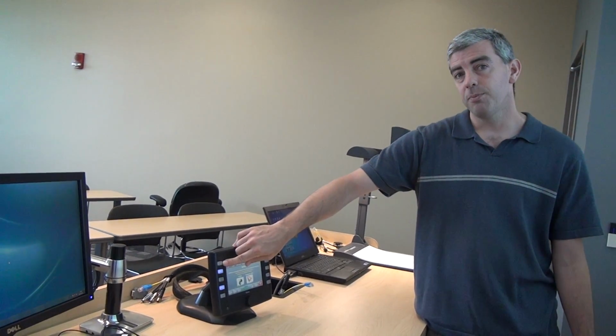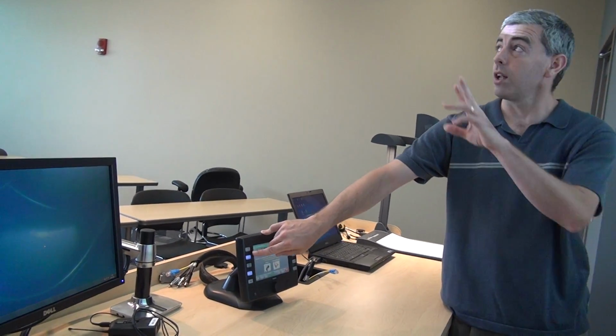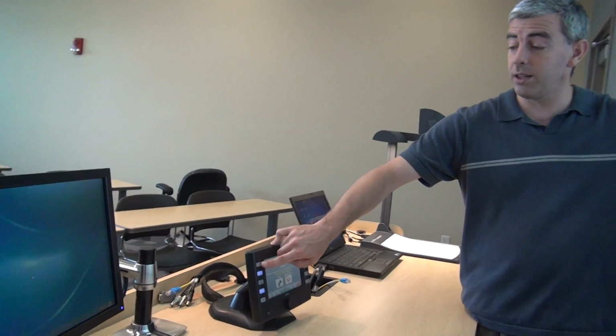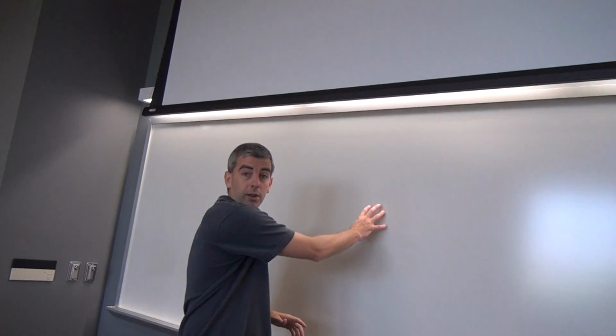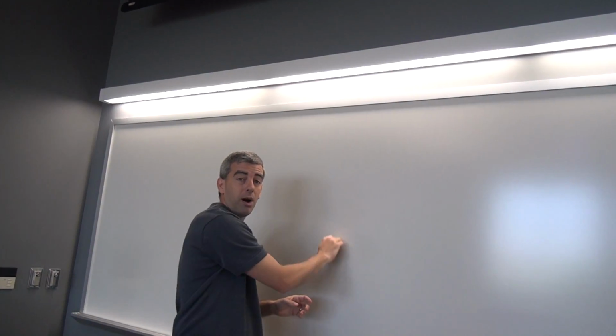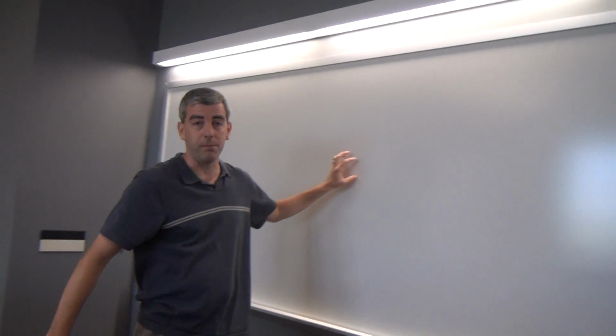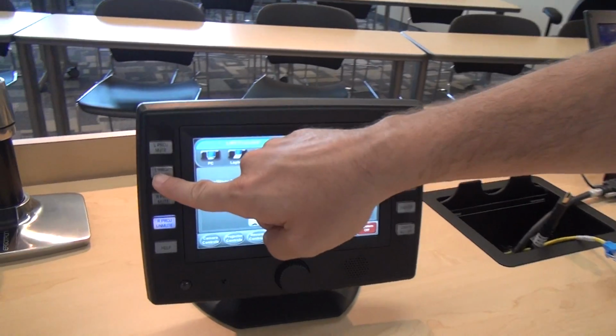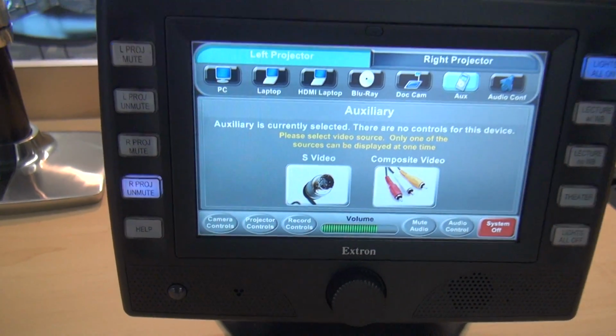So when I hit left projector mute, it's going to do two things. It's going to mute the projector, so it's not going to send anything to the screen. And then it's also going to put the screen up. And the reason for this is that this allows us to be able to write on the whiteboard. So now I have the PC on the right projector, and I can write whatever I want to on the left-hand side on the whiteboard. And then whenever I'm done with that, I can simply hit the left projector unmute button. And that's going to put the projector back into its normal mode, and it's going to bring the screen back down. So now we have the document camera back up there once again.